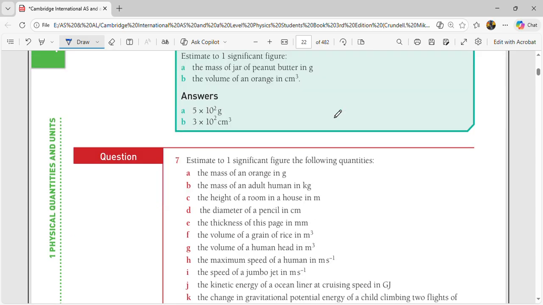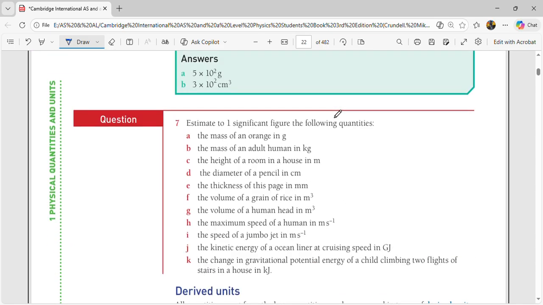So you try out these questions. Estimate to one significant figure the following quantities. This one, the mass of an orange in grams. So you try out these questions here, parts A to K.